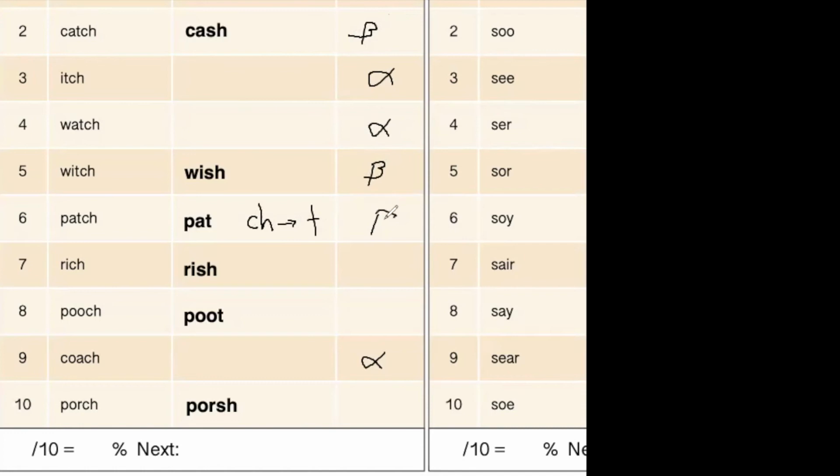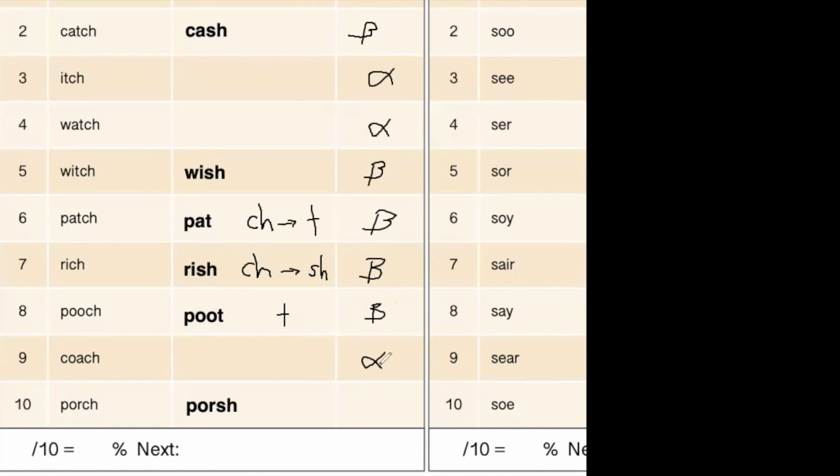Pat, the beta. Rich went to rish. There's the ch going to sh. Beta. Poot. Pooch went to poot. So that's the t again.